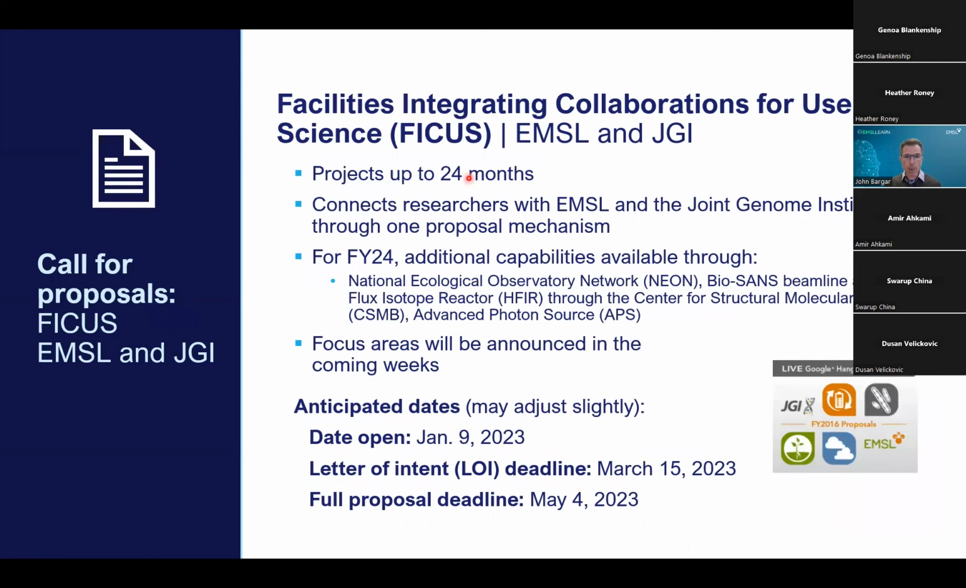The second type of proposal call supports collaborations between EMSL and JGI, and has a rather fancy name, FICUS, which stands for Facilities Integrating Collaborations for User Science. I can never remember that, so you don't need to. But the cool thing about this for you is that you write 1 proposal and you get access to 2 facilities. Again, they're funded for 2 years. You are connected to capabilities at EMSL and at the Joint Genome Institute.